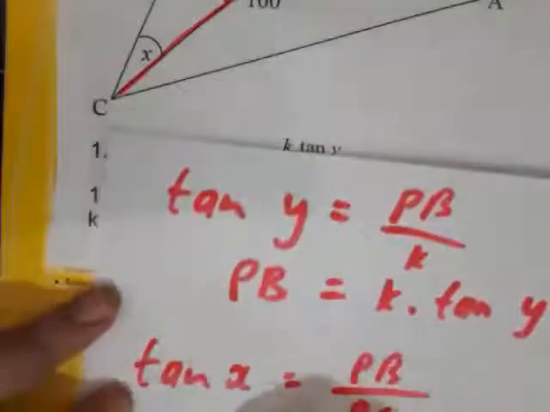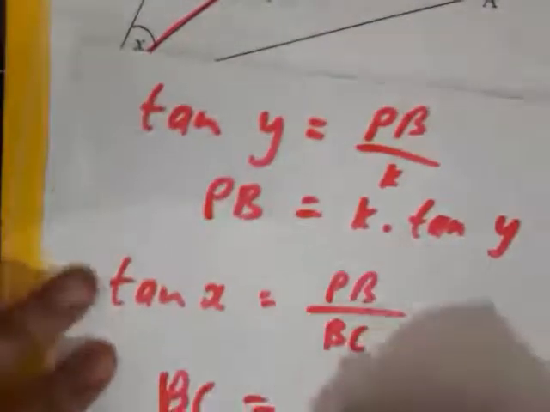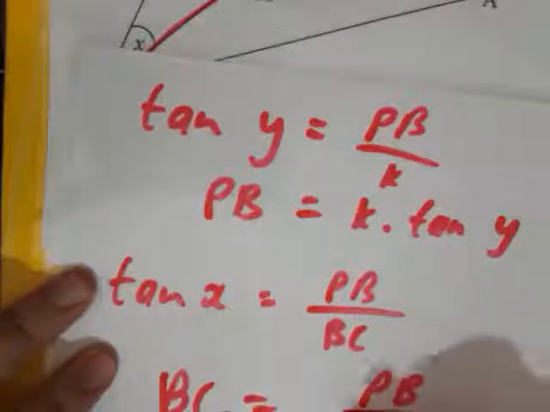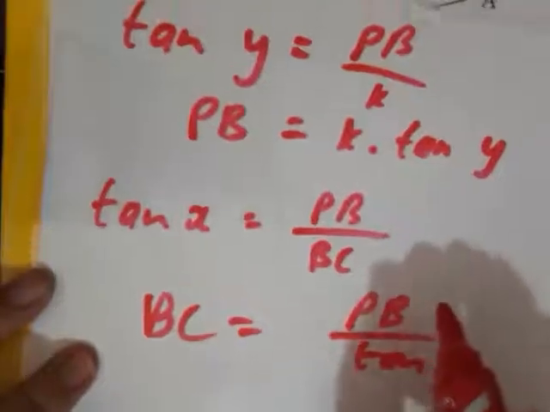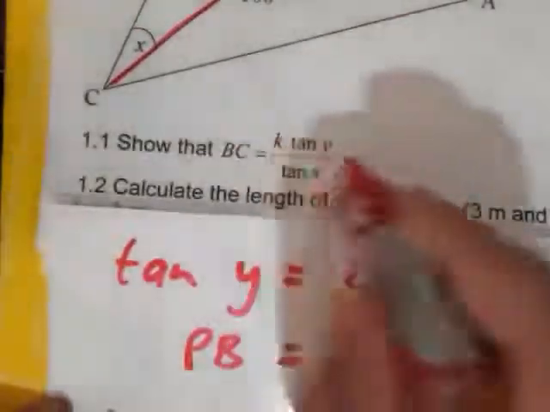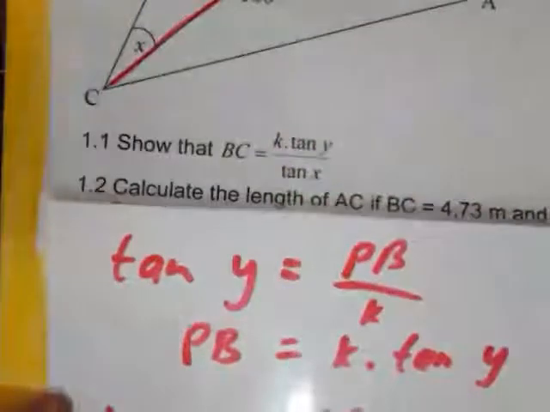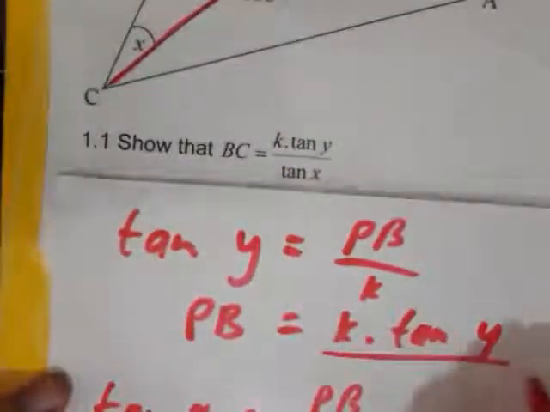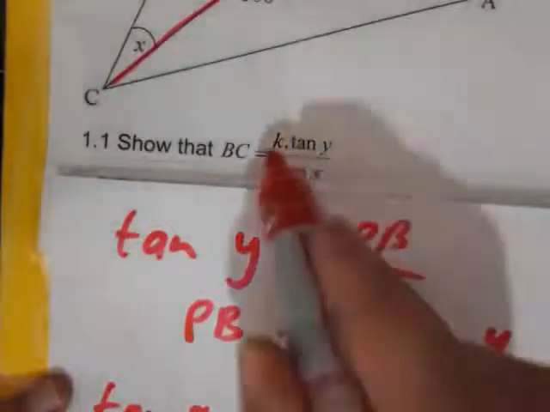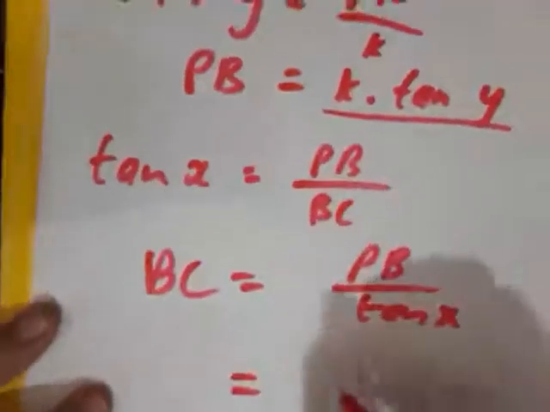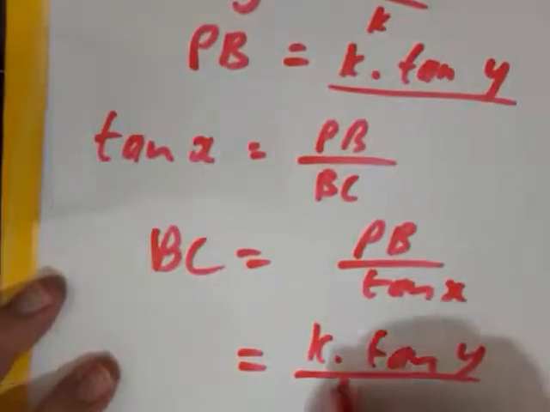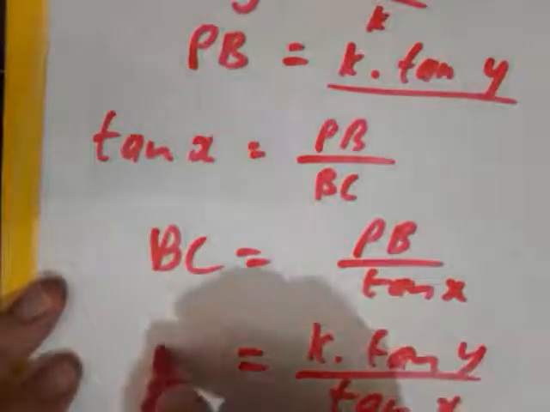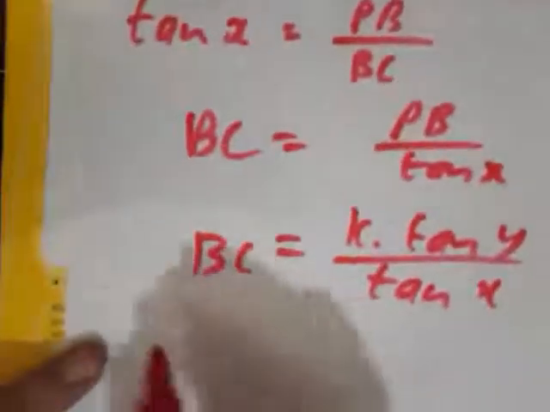So I'm just going to make BC the subject of the equation, so that becomes PB over tan of x. Okay. Now, in the question, there's no PB, so we need to change the PB to something. But as you can see, PB is just K tan y, which is the same as what they want in the answer, which leaves us with K tan y all over tan of x. So that's our first part proven.